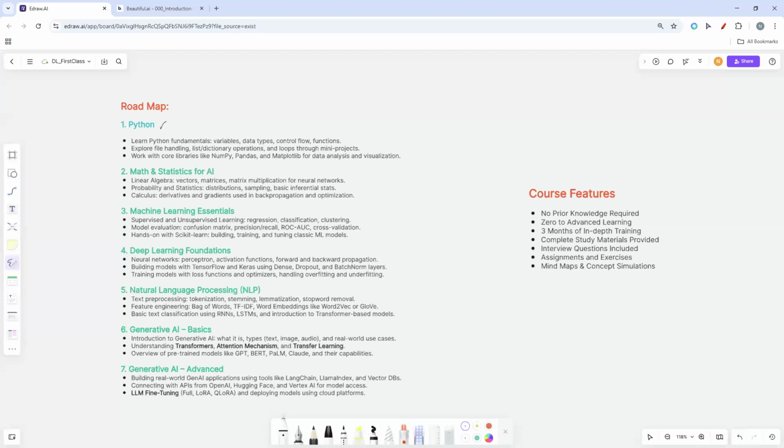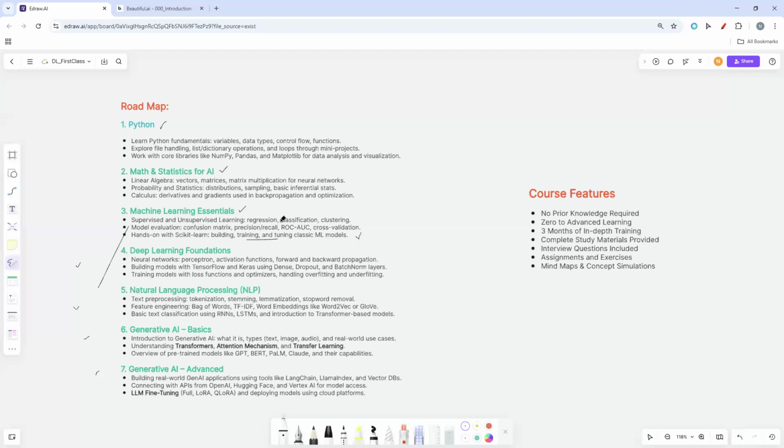And then we'll move to maths and statistics, where you will be learning all these things. And machine learning essentials: supervised learning, unsupervised learning, model evaluation, and training and tuning. Those things you are going to learn as part of your machine learning essentials. And then from here we are going to have a thorough discussion on generative AI. So deep learning foundations is what we are going to see.